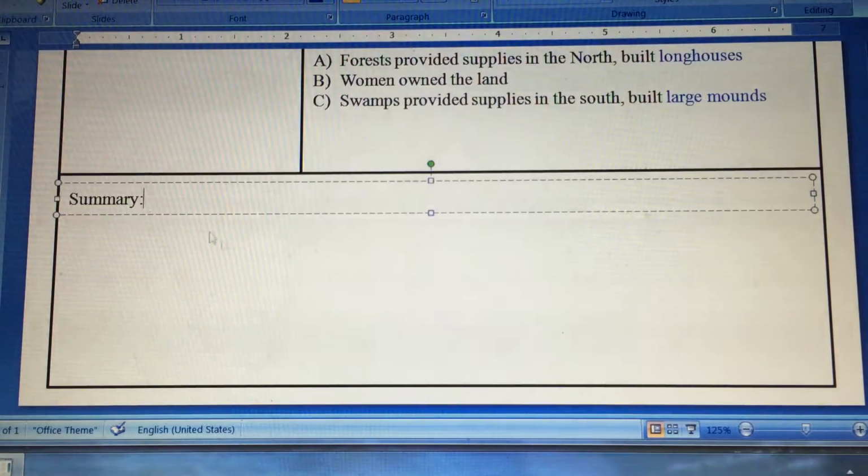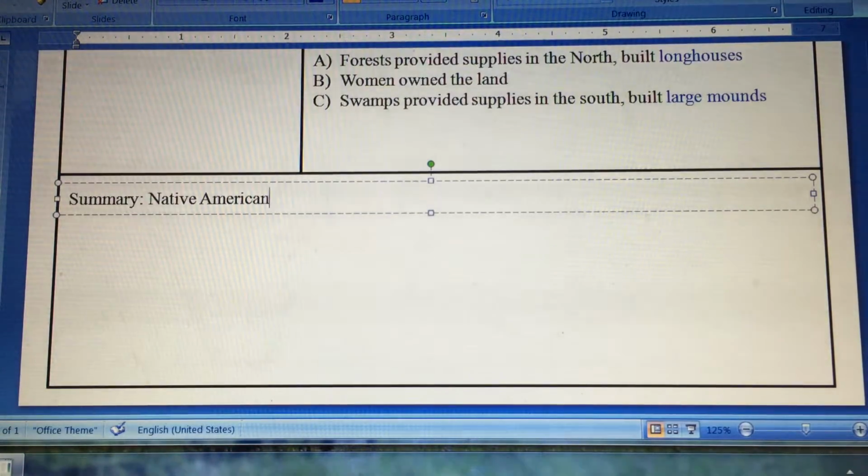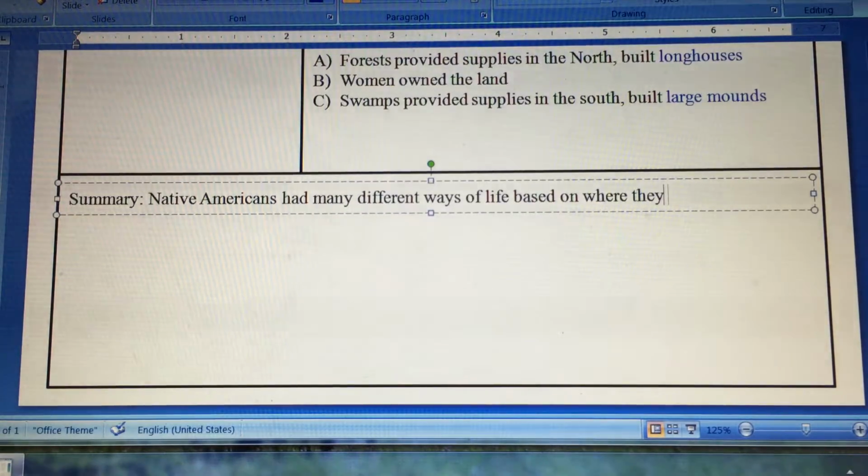When we go to the bottom for our summary, these are the most important parts of our notes. So that's what we're bringing out, the most important things, the key ideas. The key ideas here, I'm going to help you out because we're still working on writing summaries. So I'm going to say our summary will be: Native Americans had many different ways of life, based on where they lived. Okay? So you can see it's very diverse. Lots of different ways to live.